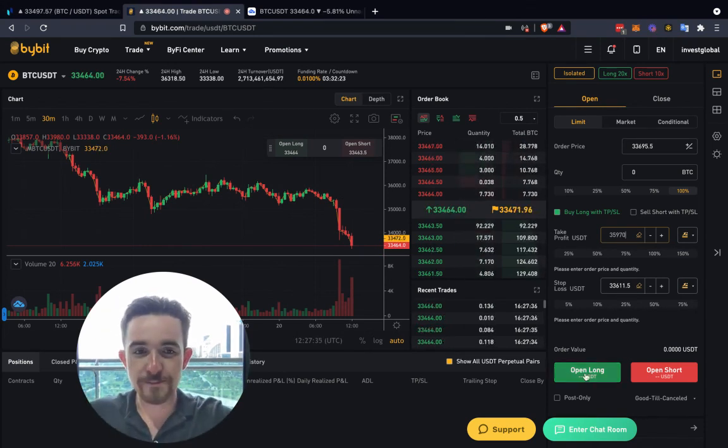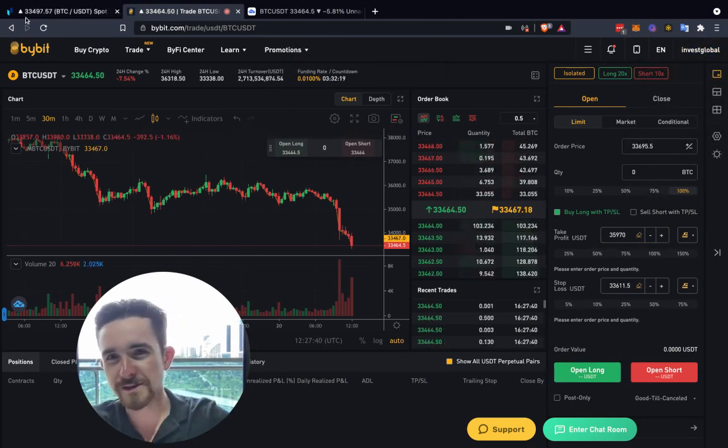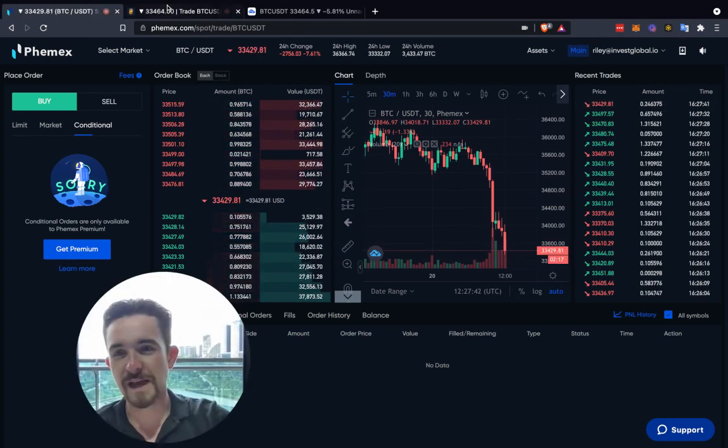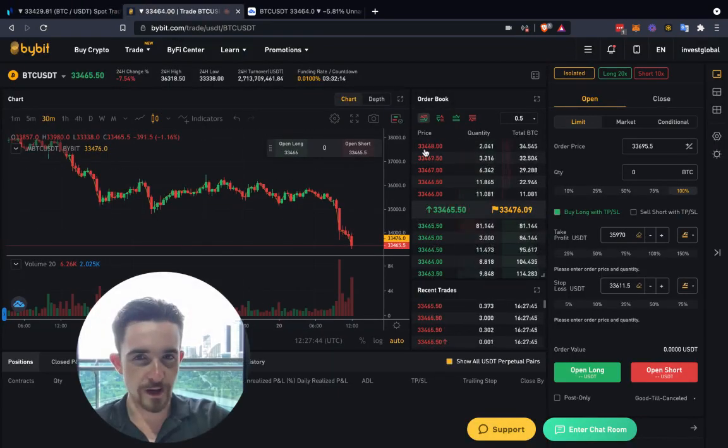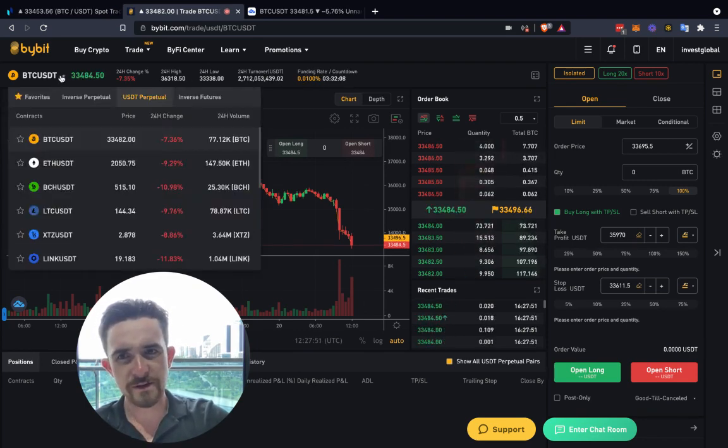So now that we have this set up, that's where we would open our long position. Obviously, this is just purely for example. I have multiple accounts on all these different things. FEMX is literally the exact same thing. But here on ByBit, you can see the funding rates. You can see 24-hour turnover. You can see 24-hour low to high. All these different things. You can change whatever pair you're using here. Binance is basically the same thing.